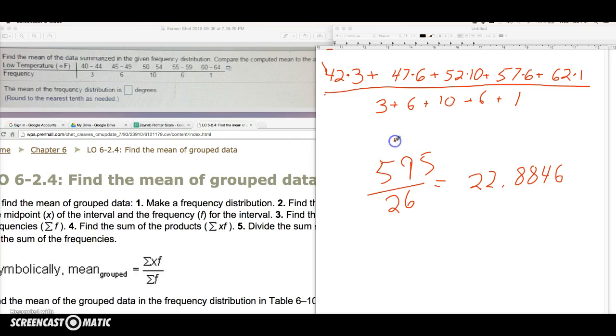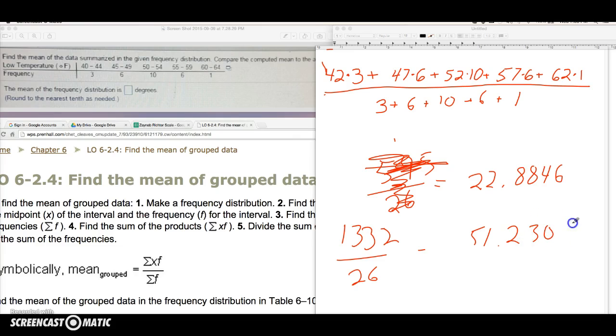So I have to change this number right here. That isn't 595. It is 1332. And we're still dividing by 26. I did that correctly. Let me just check. 19 plus 6. Yep, still divided by 26. And that gives you an answer of 51.2307, which rounds to 51.231. And that should be your answer.